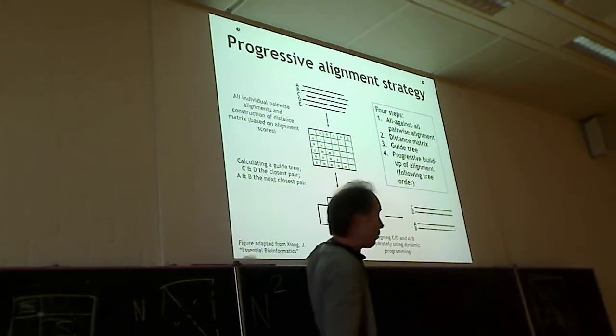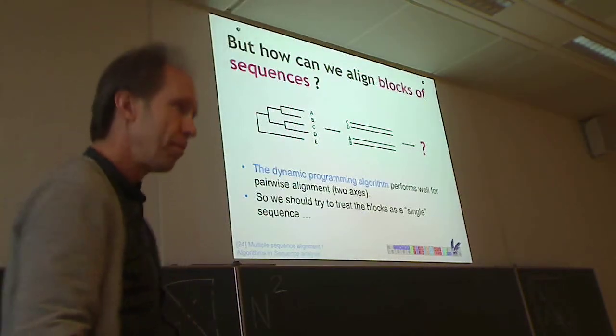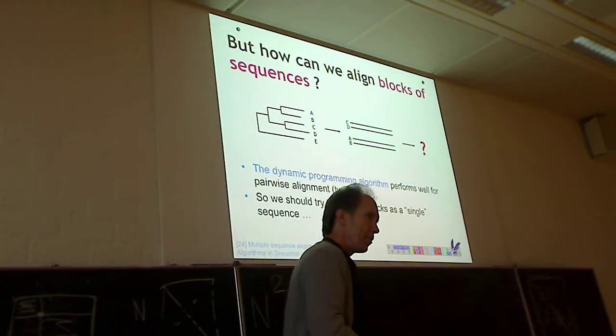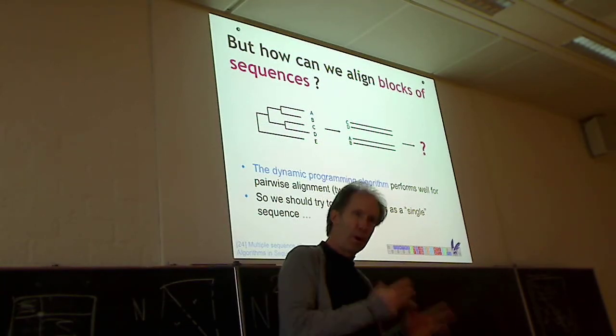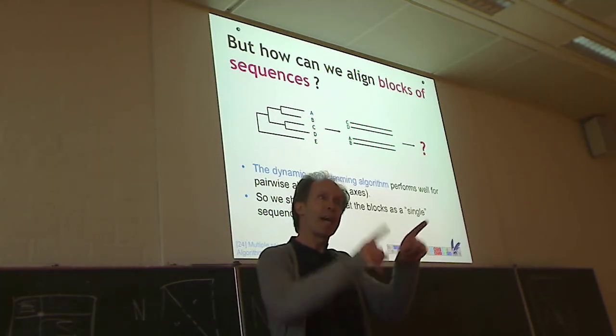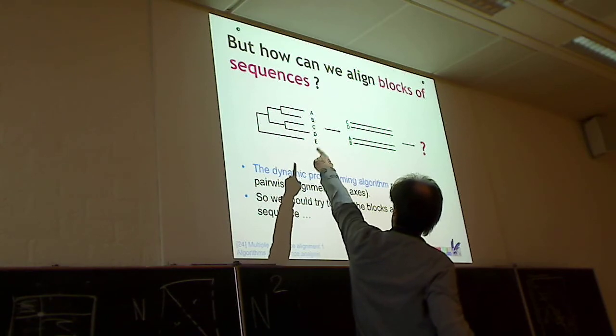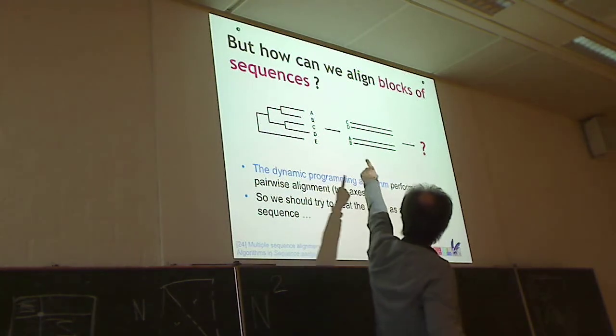How about this one? That's the next slide. What do we need to do? We need to align two blocks of sequences that each contain two sequences that have been pre-aligned by your programs. Right? So we have CD aligned and AB in that tree, and now we need to align those two blocks. How can we do that?